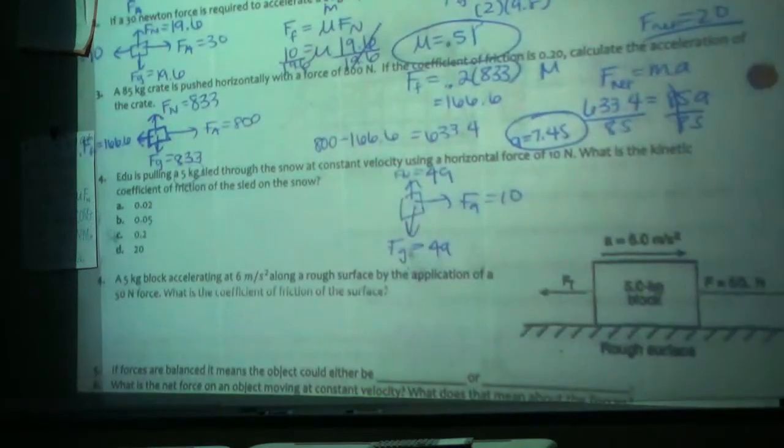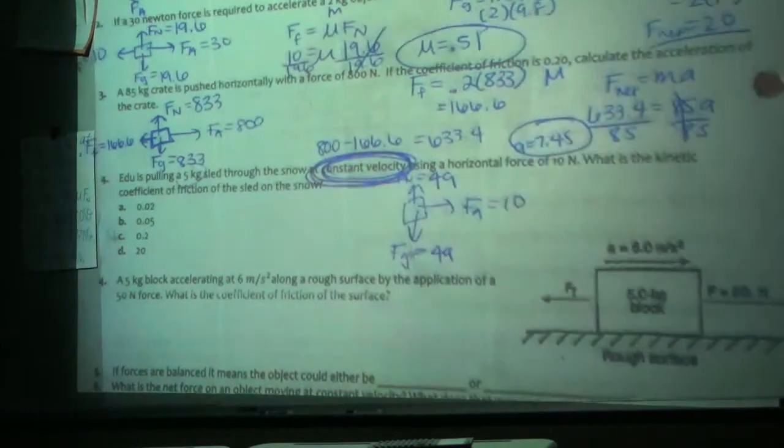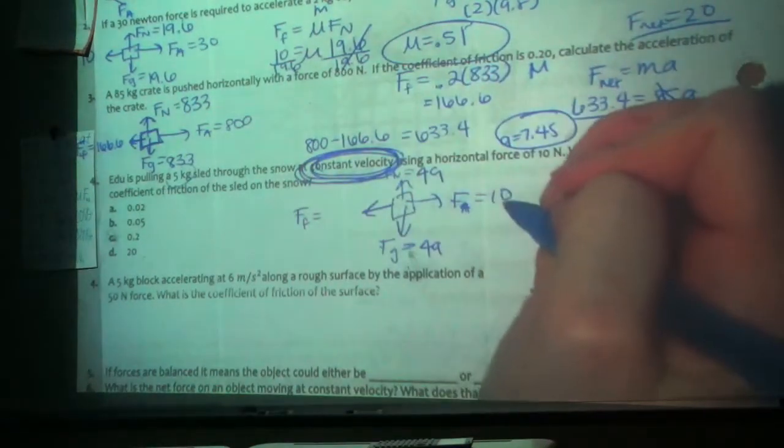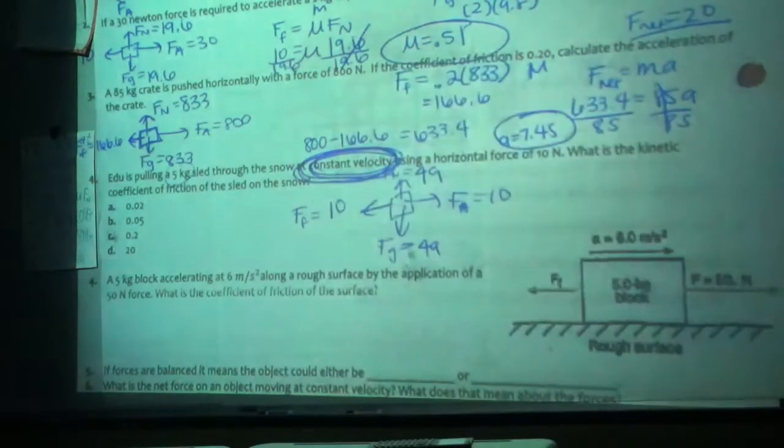Now I haven't been given any other number, so I can't do mu Fn to find the force of friction, and I don't have the acceleration, but I do have that it's at a constant velocity. If it's at a constant velocity, that means your forces are balanced, your net force is 0, so the force of friction has to be the same as this applied force right here because they're balanced. My force of friction is just 10.